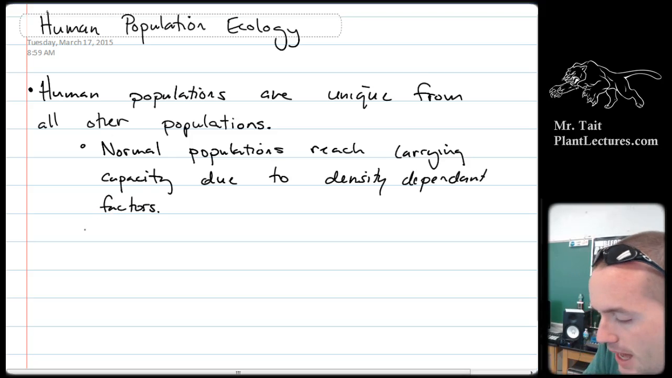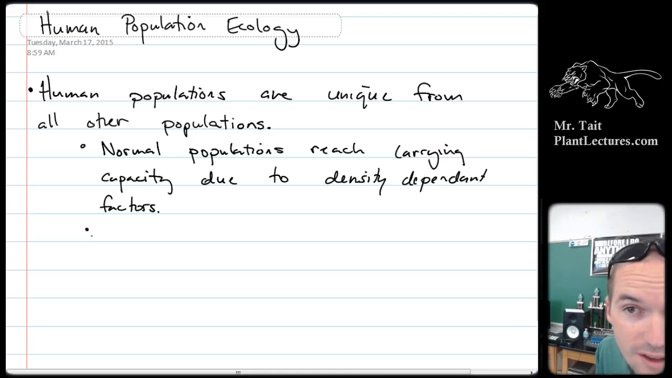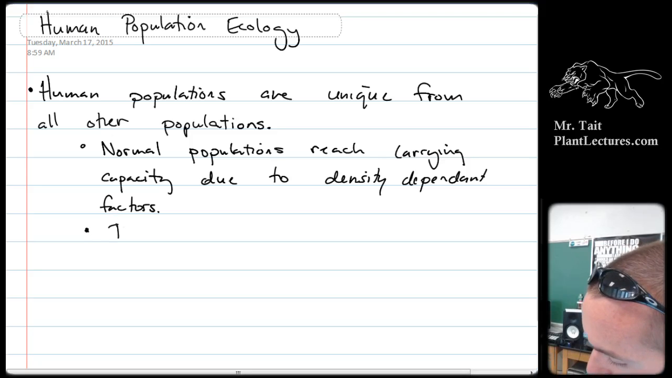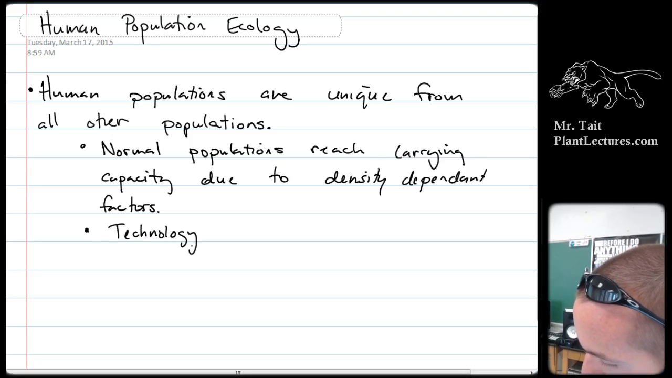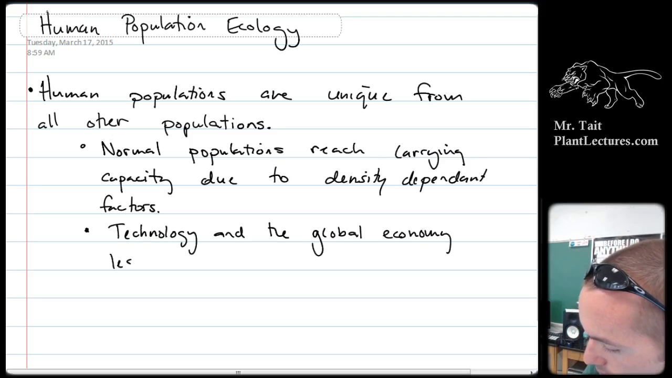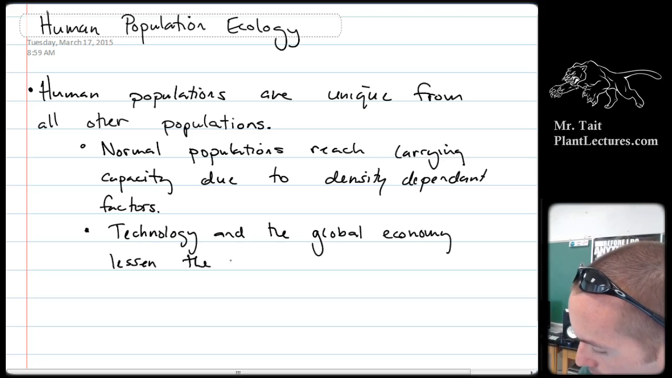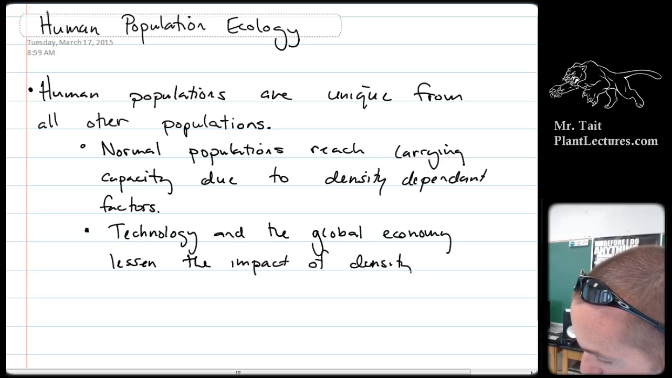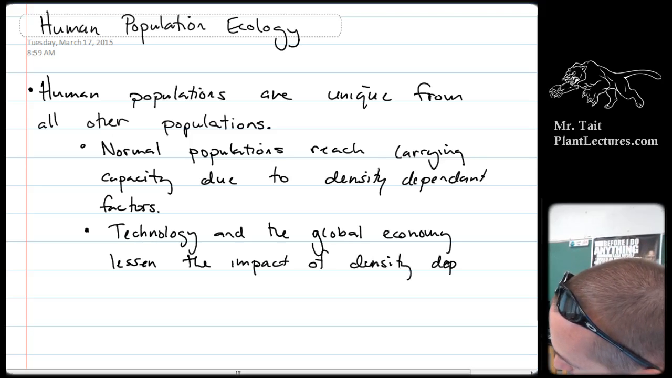And that is absolutely not how humans work. So humans have two main things working for us. We got technology working for us, and we've got the global economy. And those things are going to lessen the impact of density-dependent factors to prevent us from reaching carrying capacity. So we can say the technology and the global economy lessen the impact of density-dependent factors.